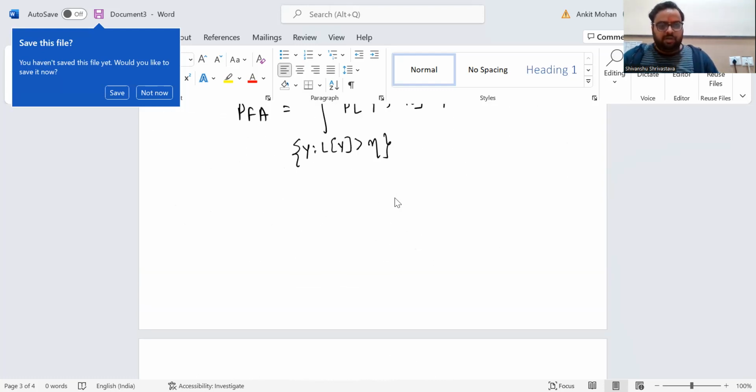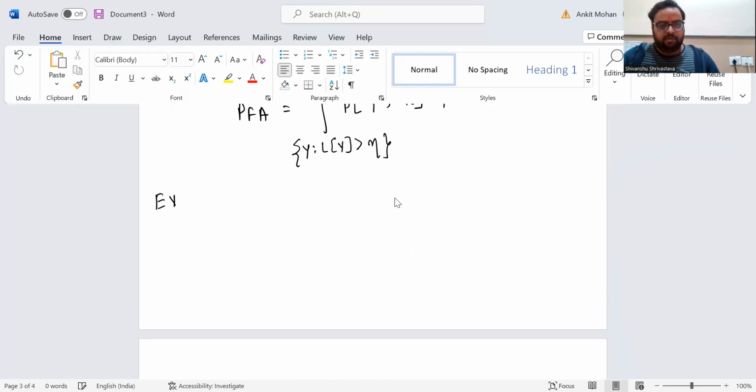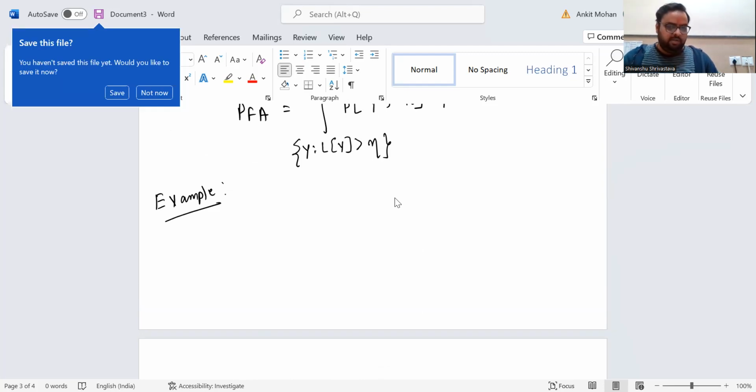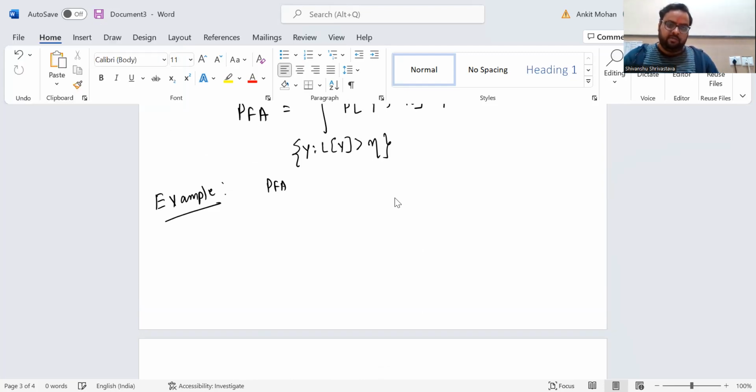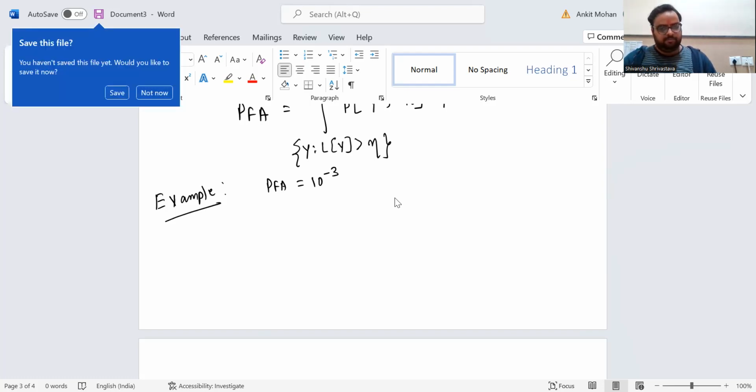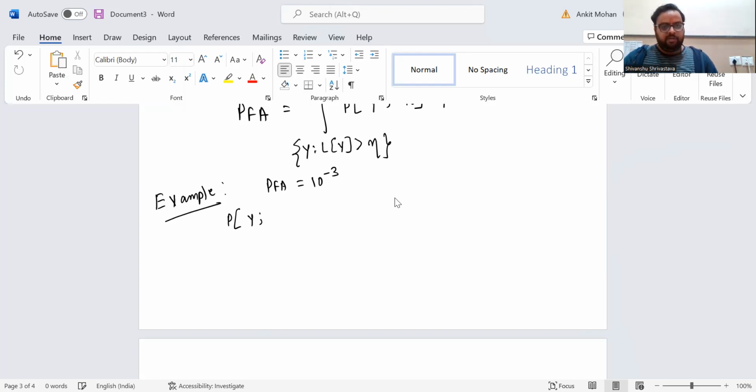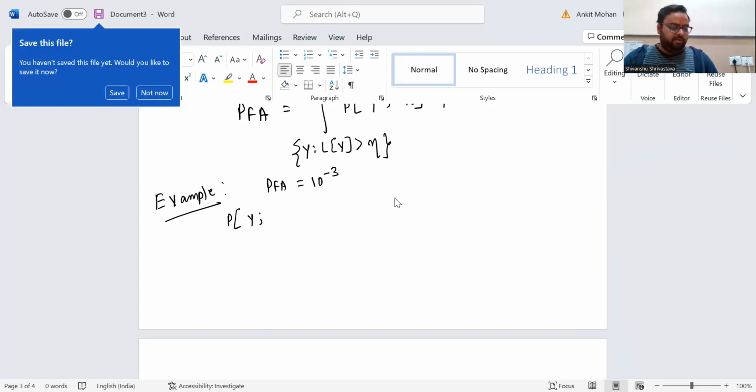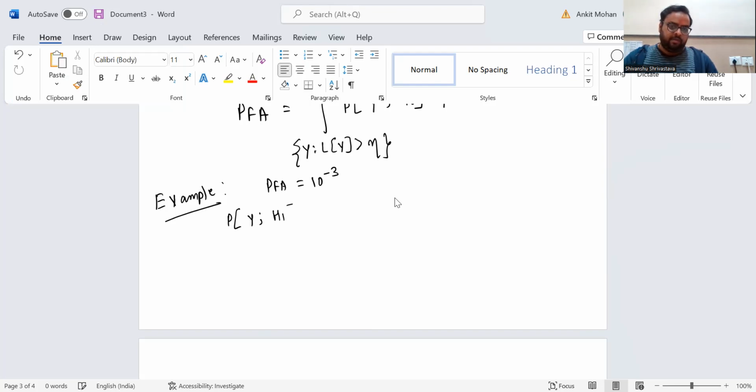Okay, we'll do one example, and that example will make things much clearer. Let us say that I have been given a fixed value of the probability of false alarm as 10 to the power minus 3. Okay, so let us calculate the likelihood ratio, and the likelihood ratio will be the joint probability of the received signal with the hypothesis h1 divided by the joint probability of the received signal with the hypothesis h0.